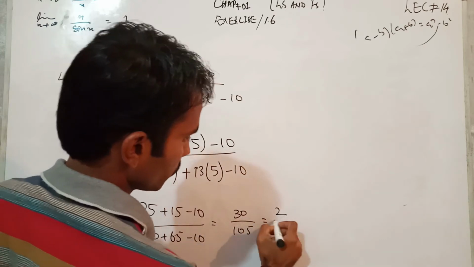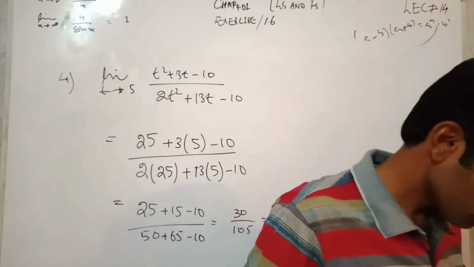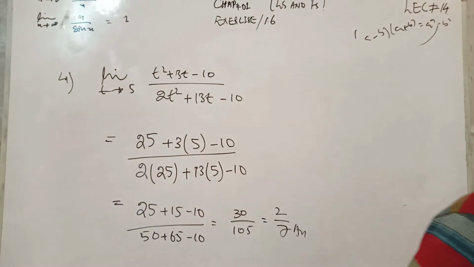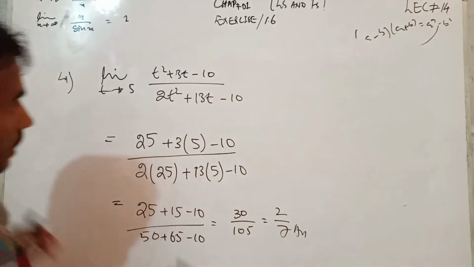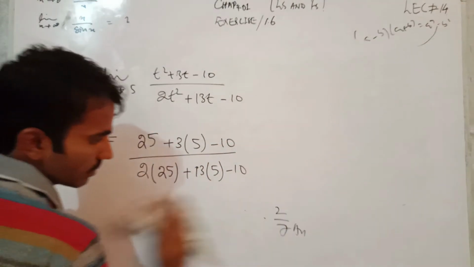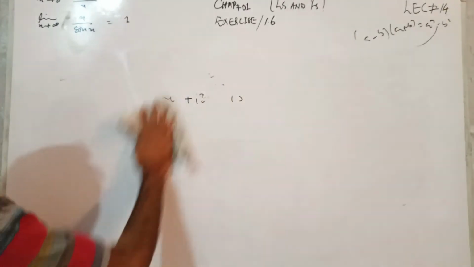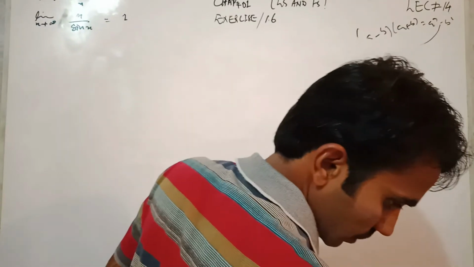So it would be the 2 divided by 7. This is the answer of question number 4. So now we will move towards question number 5. It's a similar technique, and we will understand it. Later on we will move towards the basic condition.